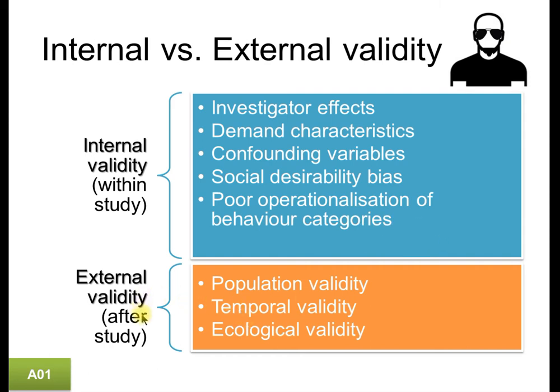External validity then. Three types that you need to know. One is population validity. Is your sample representative of the population as a whole? And is that population a valid population? Temporal, can you apply your research to other times? And ecological validity, can you apply it to different environments? So you carried out a lab experiment, can you now apply that to the real world?